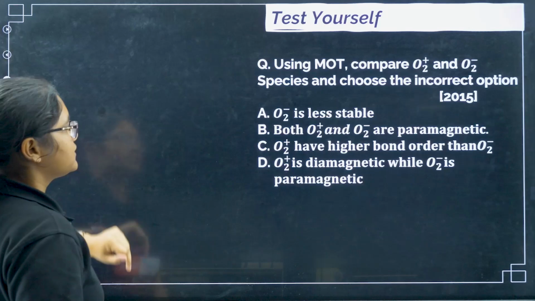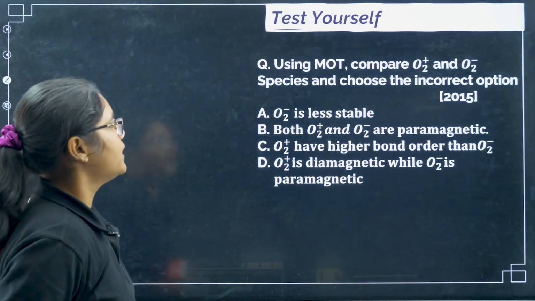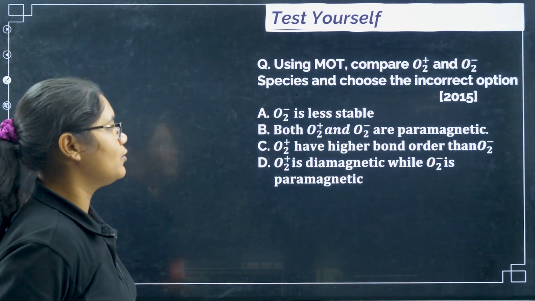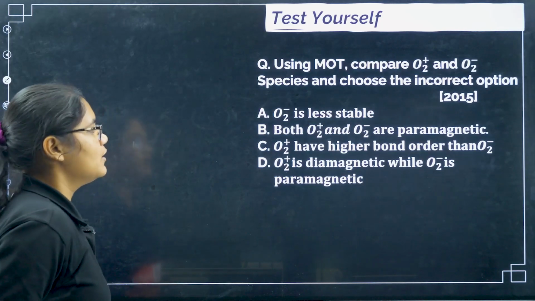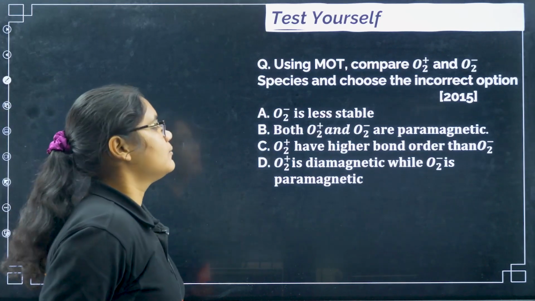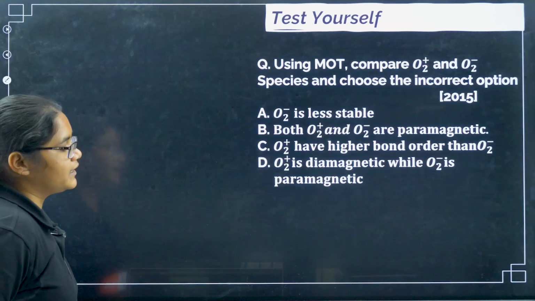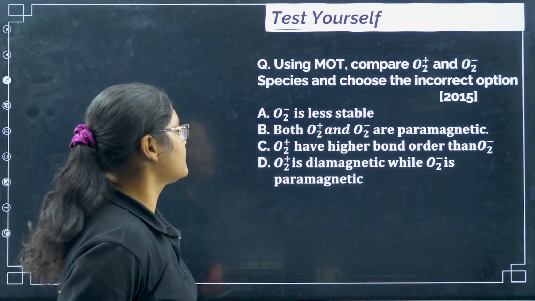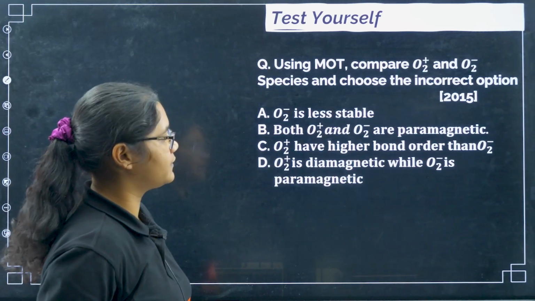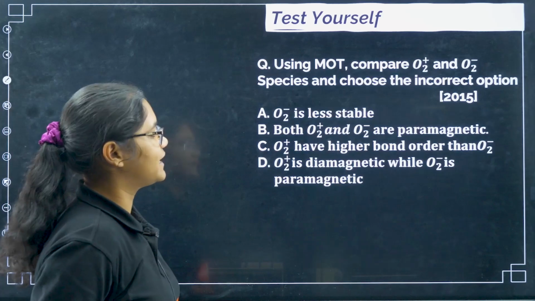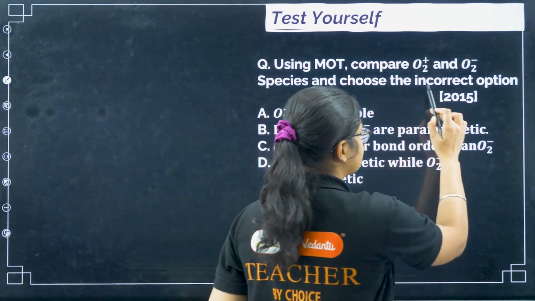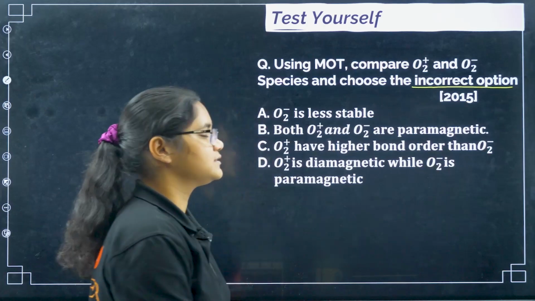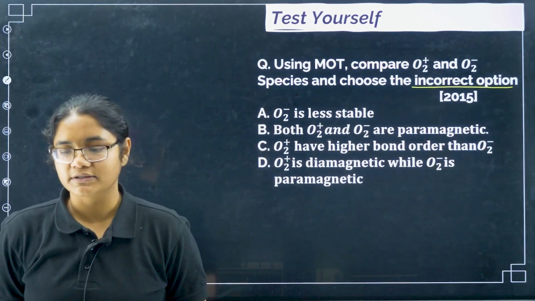Okay. Next, this is a question for you. Using MO theory, compare O2 plus and O2 minus species and choose the correct option. O2 minus is less stable. Both O2 plus and O2 minus are paramagnetic. O2 plus has a higher bond order than O2 minus. O2 plus is diamagnetic while O2 minus is paramagnetic. This is a homework question. Try this and answer it in the comment section. You have to find the incorrect option here.